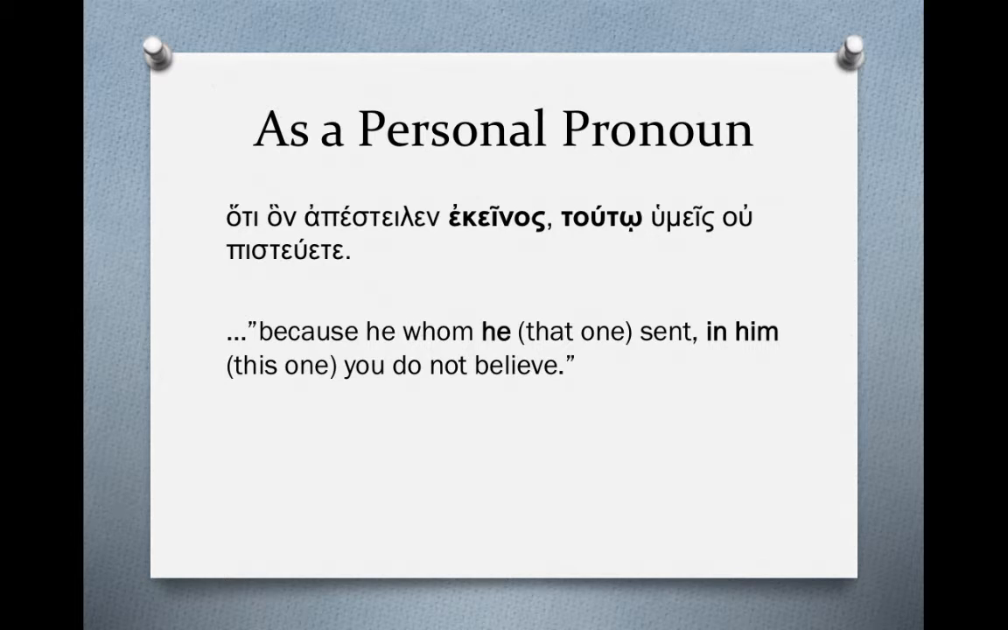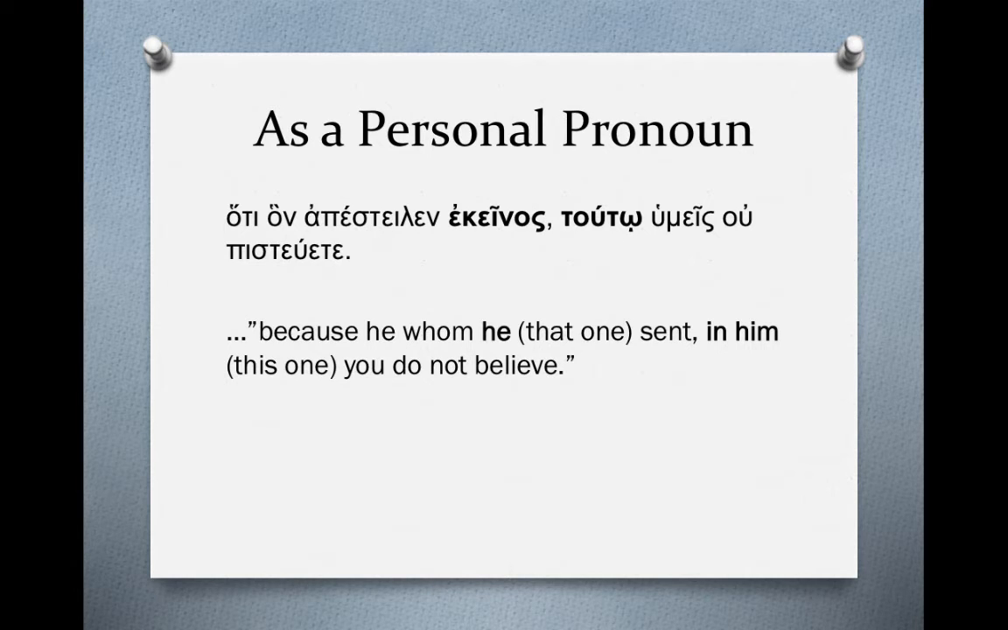"Because he whom he sent," and then we've got toutō. This is from houtos, and it's in the dative singular. In this case, we want to keep the prepositional idea, which here is "in," because the verb is "believe." Generally, if you believe on or in somebody, you believe in them. And so we'll include that understood prepositional idea in the translation. We'd go "in him," or literally touto. This is from houtos, so that means "this." But we're not going to say "in this one." We could, but it sounds a little awkward. It's just a personal pronoun. "In him, you do not believe."